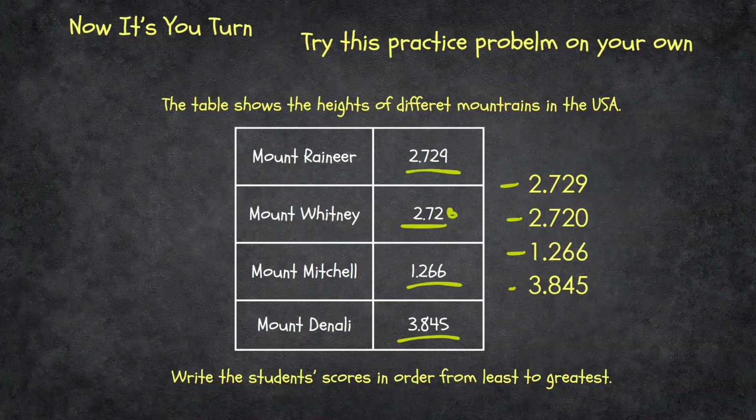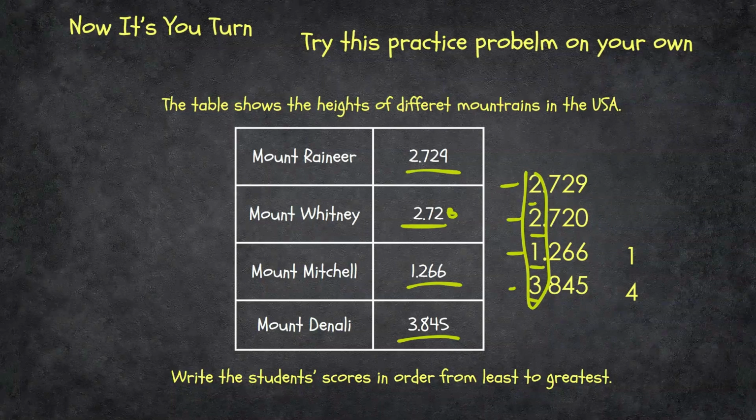So we compared the ones place, and hopefully you noticed some differences. I see a 1, a 3, a 2, and a 2. Well, that tells me, Mount Mitchell, you are the smallest mountain. Mount Denali, you got a 3. You're the largest, so I put a 4 next to it.